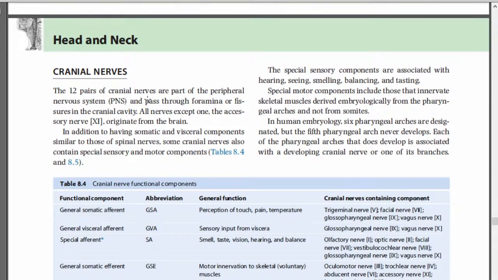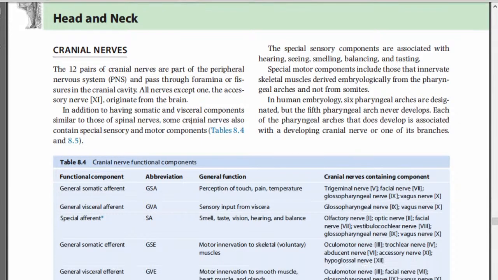They are part of the peripheral nervous system. They pass through foramina or fissures in the cranial cavity. Since they come from the brain, they must go to other parts of the body, so they need a foramen. All nerves except one, the accessory nerve, originate from the brain. The accessory nerve doesn't originate from the brain. In addition to having somatic and visceral components similar to those of spinal nerves, some cranial nerves also contain special sensory and motor components. Okay, these are the things that make me sick.